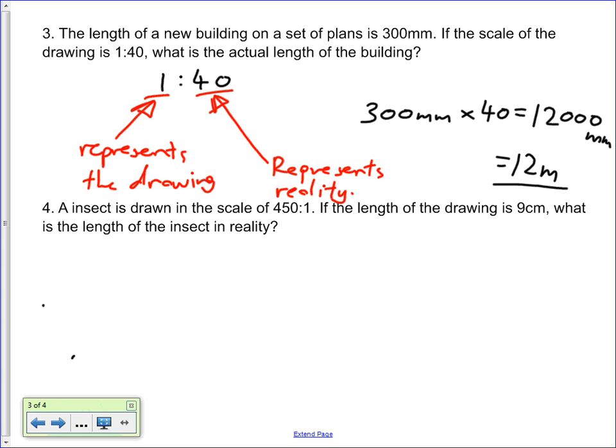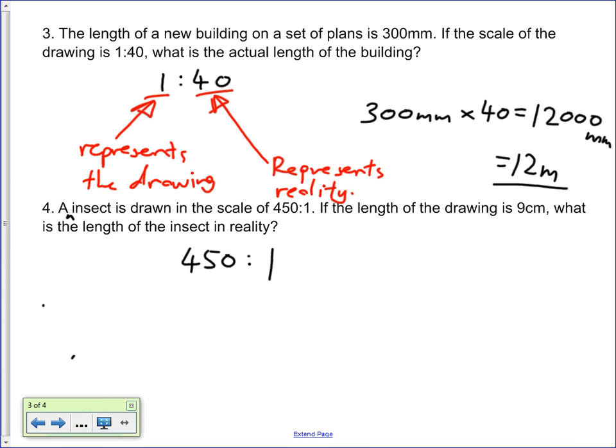Have a look at the next one. That should be an insect. An insect is drawn in the scale of 450 to 1. If the length of the drawing is 9 centimeters, what is the length of the insect in reality? Alright, so what this is saying is that the drawing is bigger than the actual insect. So the drawing is much bigger than the insect. It's actually 450 times.